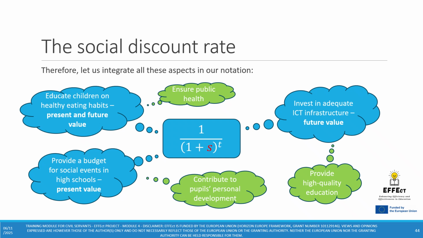As we have seen, in public matters, value often exceeds a purely financial meaning, and therefore, let us integrate all these aspects in our notation by replacing the purely financial discount rate small r by the social discount rate small s. The huge difference between small r and small s is that small s accounts for all these social dimensions, which may draw the difference between investing today or investing tomorrow.